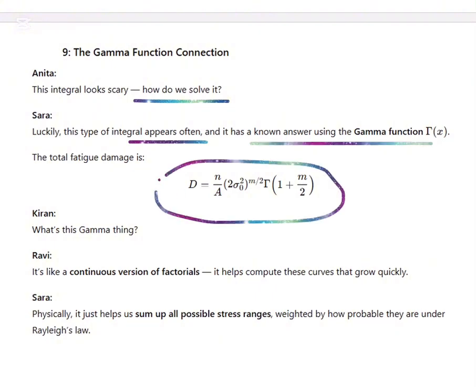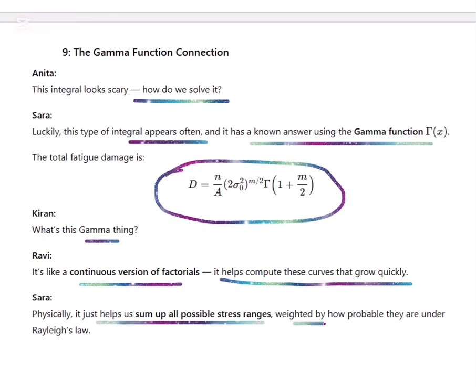So we can get the total fatigue damage. What's the gamma function? It's like a continuous version of factorials. It helps us compute these terms that grow quickly. It just helps us sum up all the possible stress ranges weighted by how probable they are under Rayleigh's law.